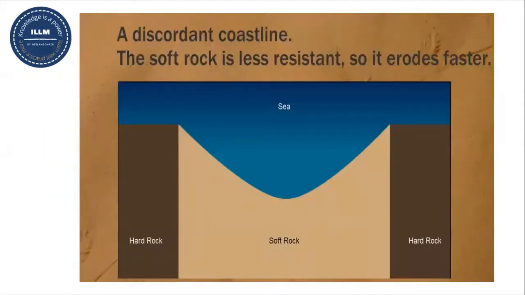In this diagram, you can see hard rock and soft rock. And the soft rock is less resistant and it erodes very quickly. And it is making a V shape, which is called a bay. What is this bay? A recess of land partly surrounded by hills. So the hard rock cliffs erode very slowly, but the soft rock cliffs erode very quickly.